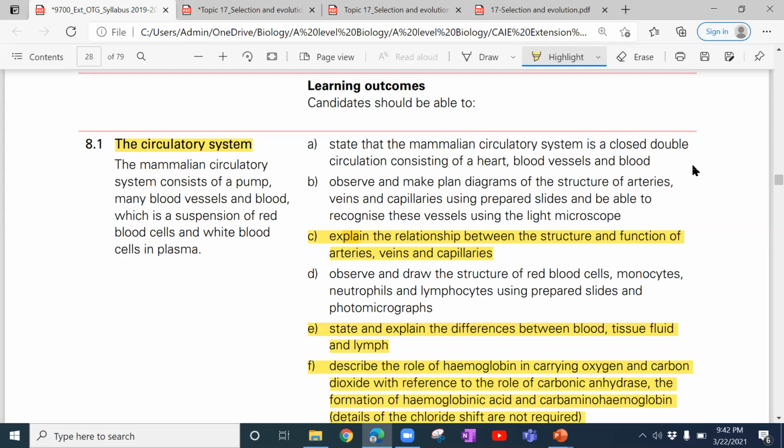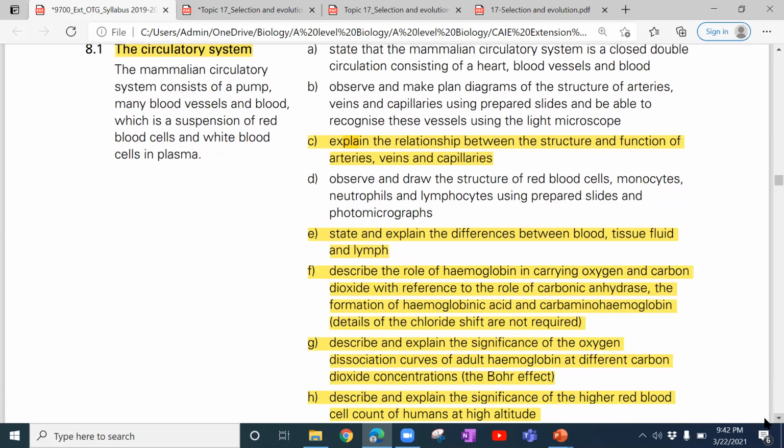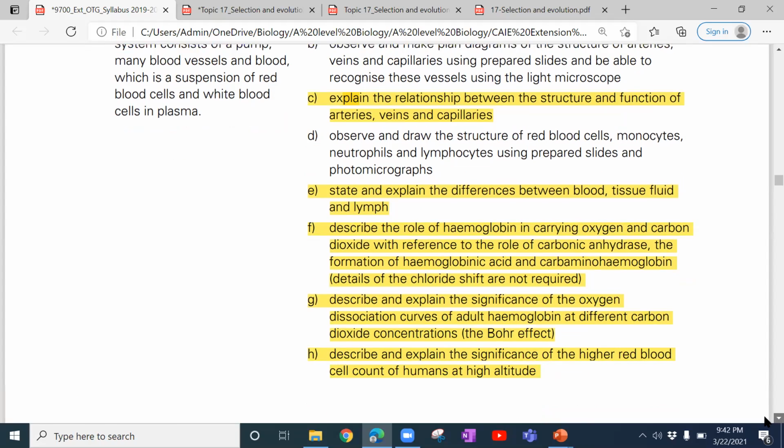Assalamu alaikum. So we are starting chapter number 8, the circulatory system and transport in mammals. First up, we'll discuss objectives F, G, and H.